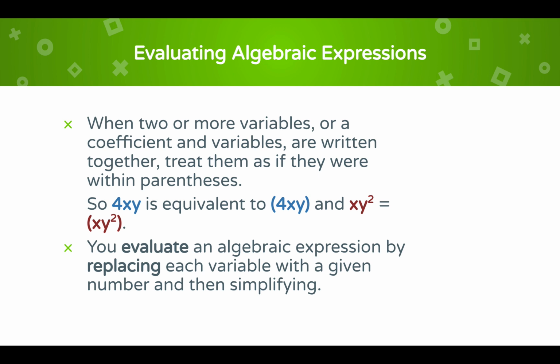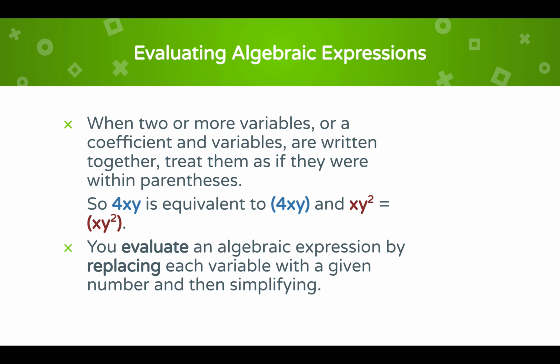When two or more variables, or a coefficient and variables, are written together, treat them as if they are a group, so they are within parentheses. So 4xy is equivalent to the group 4 times x times y inside parentheses. xy squared is the same thing as the group x times y squared.